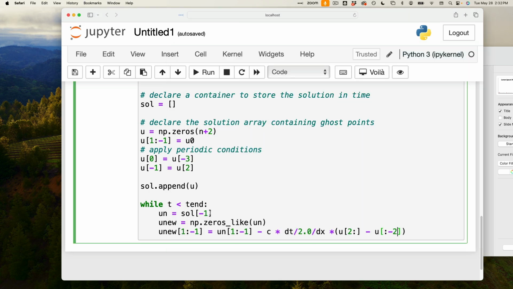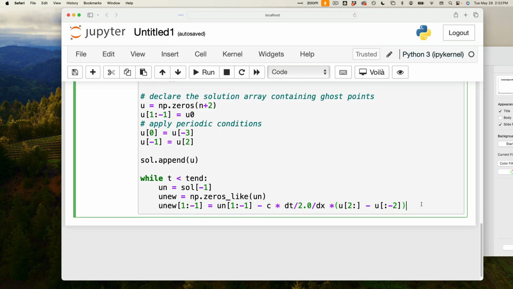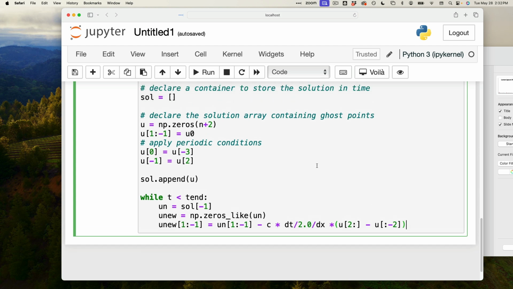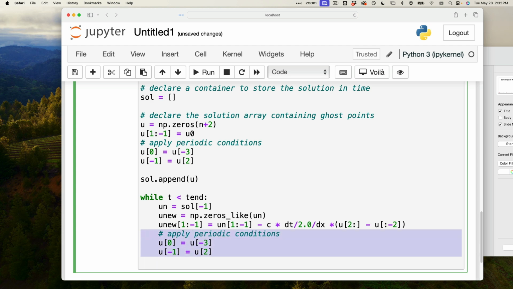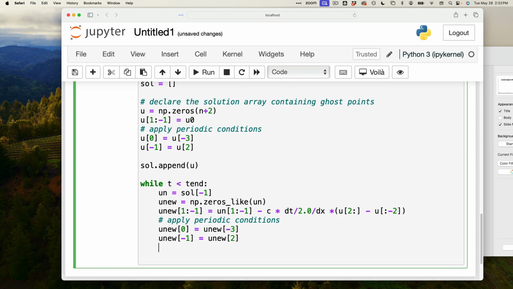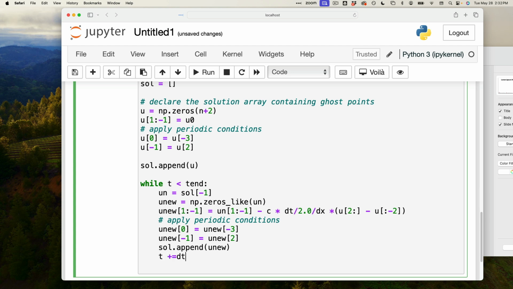Okay, all right, so that gives us all the interior points. Now we need to do the same thing for periodic conditions. Now we updated the interior points. It's time to seed new information at the ghost points. So I'm going to do u new, nothing. Yep, nothing new here. And then sol.append u new, t plus equal delta t to advance the time.